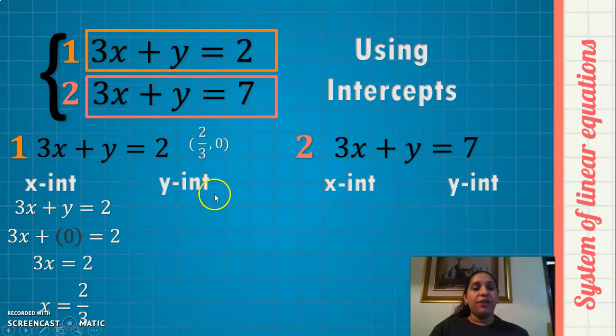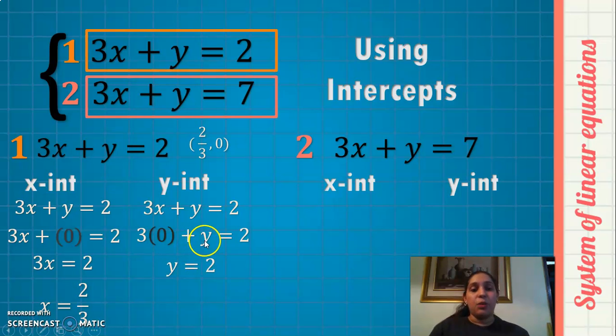Now you're going to find your y-intercept. Again, the same equation number 1, 3x plus y equals 2. Now that I'm finding my y-intercept, I substitute x as 0. 3 times 0 is 0, so I have just y equals 2. My ordered pair for this one is (0, 2). So these are the two ordered pairs for my first equation.